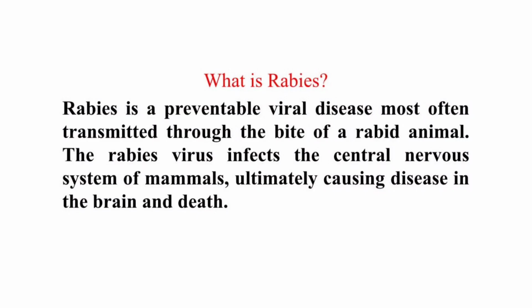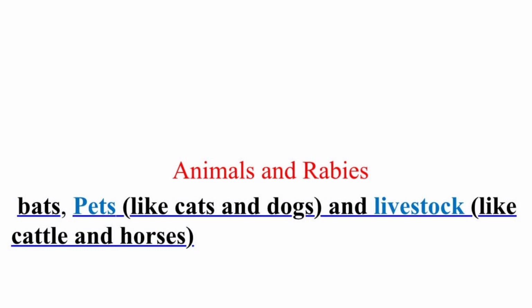Today I will describe what is rabies virus and its treatment. What is rabies? Rabies is a preventable virus disease most often transmitted through the bite of rabid animals. The rabies virus infects the central nervous systems of mammals, ultimately causing disease in the brain and death. Animals that cause rabies are bats, pet animals like cats and dogs, and livestock animals like cattle and horses.